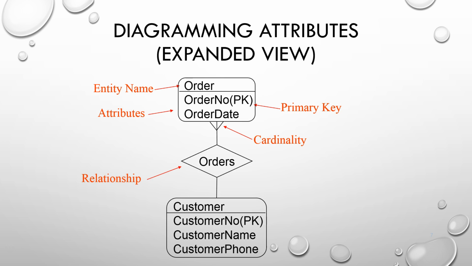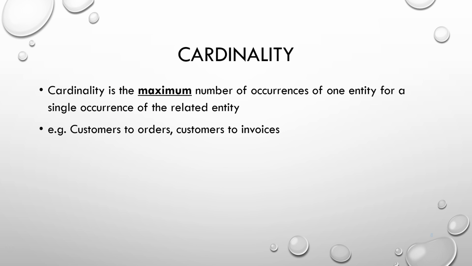So as we diagram it into an ERD, this is what it would look like, with the entity name at the top of the little table, attributes listed in the table, typically with the primary key listed at the top, the relationship between the two entities here, and then the cardinality. We talked about this in class, and I'm going to focus a little bit more on this just after this slide. But that's how you draw it.